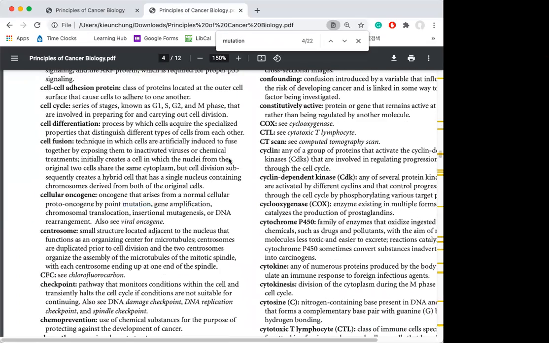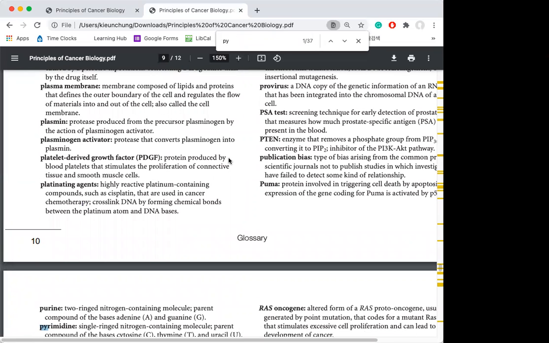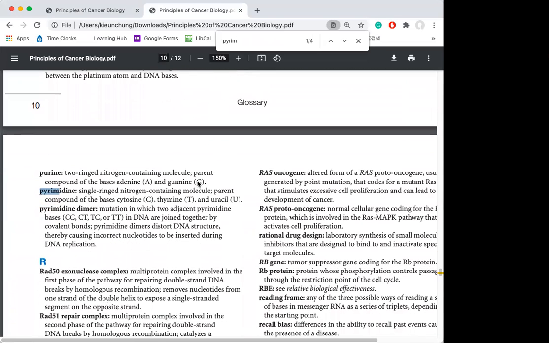Mutation. Changes in the base sequence of DNA molecules. Mutagen. Chemical or physical agent that is capable of inducing mutation. Pyrimidine dimer. Mutation in which two adjacent pyrimidine bases, CC, CT, TC, or TT, in DNA are joined together by a covalent bond. Pyrimidine dimers distort DNA structure, thereby causing incorrect nucleotides to be inserted during DNA replication.